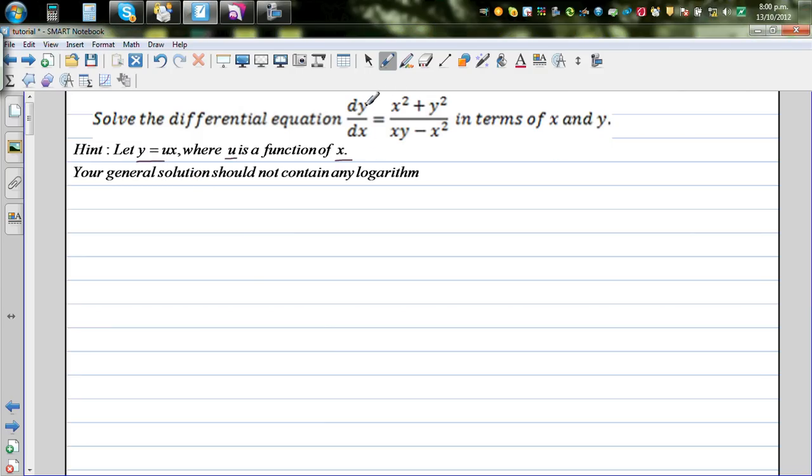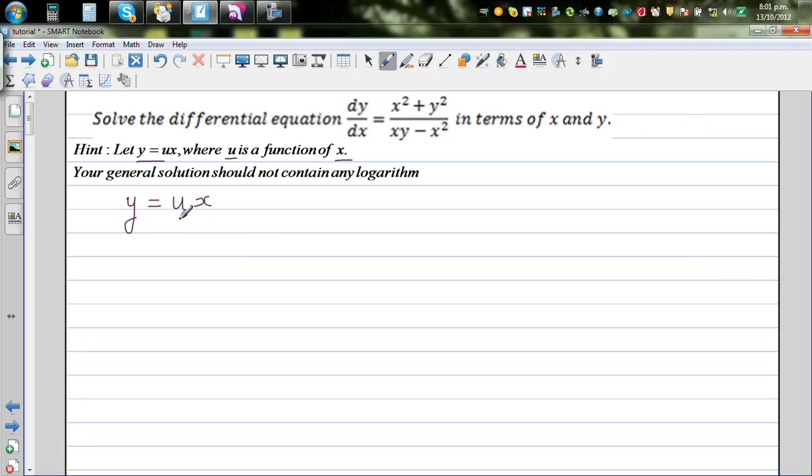Now, whenever we want to solve a differential equation, the technique is to bring the x's and y's together. If you look at this differential equation, dy by dx is equal to x squared plus y squared over xy minus x squared, it is not possible to separate the x and y's, x with dx and y with dy. So here a hint is given, and this is where you should be starting. So let's look at this hint. What is given? y is equal to ux.